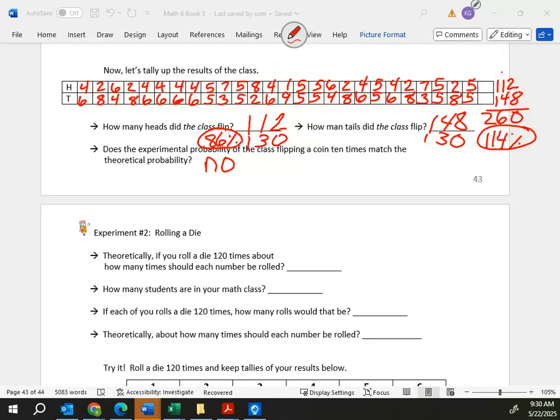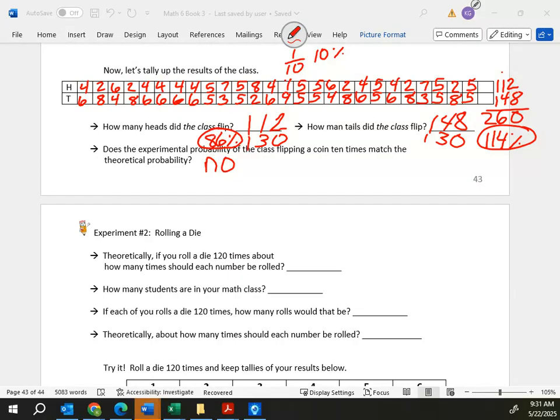So if you had flipped, look at this, 1 heads, that probability would have been 1 divided by 10. That would have been a 10% probability. Which one got us closer to the theoretical probability? Flipping yourself or looking at the whole class? Which one gets us closer?